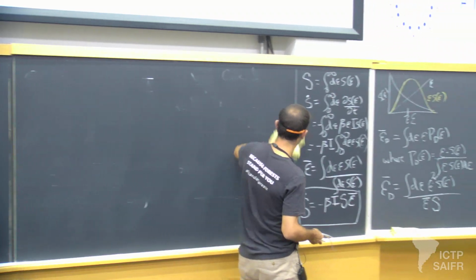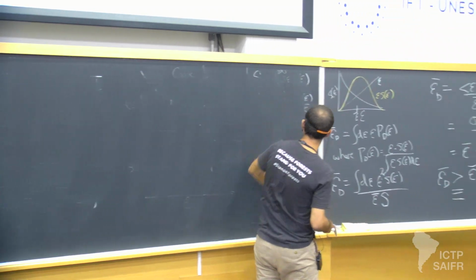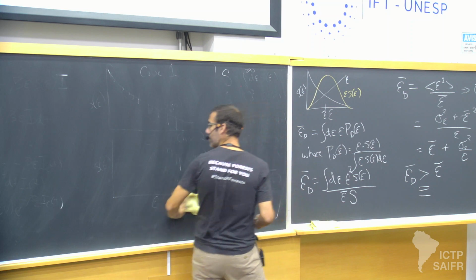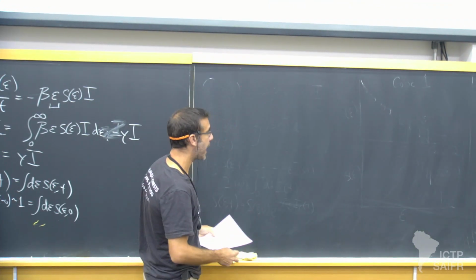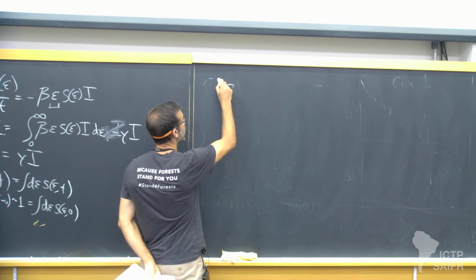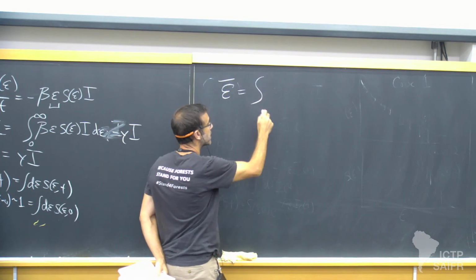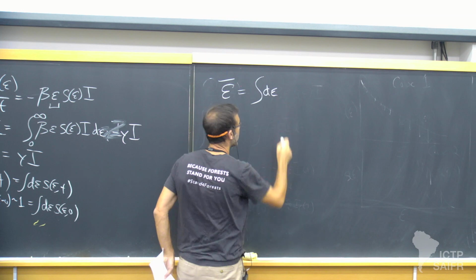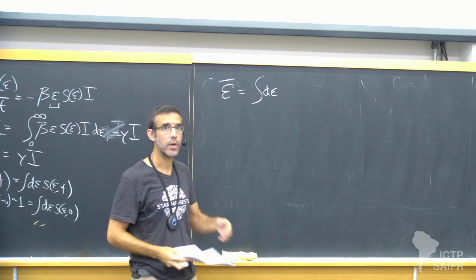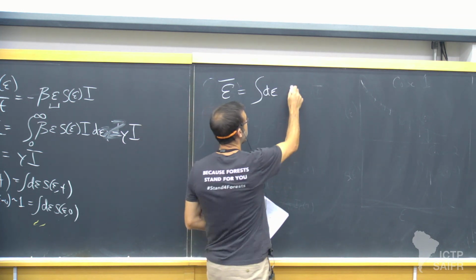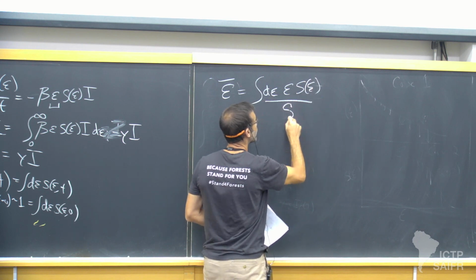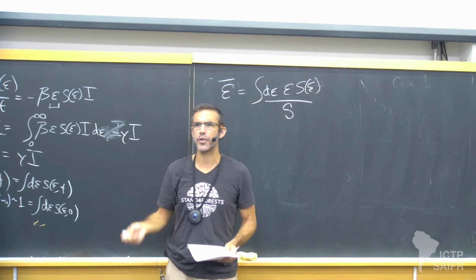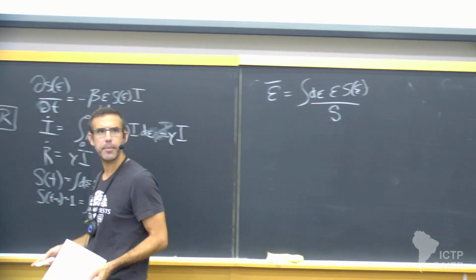Goodbye, nice board. It was a good board, but it's gone. Okay. So now let's go back and write down explicitly, recalling that the average susceptibility is going to be an integral of epsilon S of epsilon over the total number of susceptibles who are left. And again, if I don't put explicitly of epsilon, it's the total number.